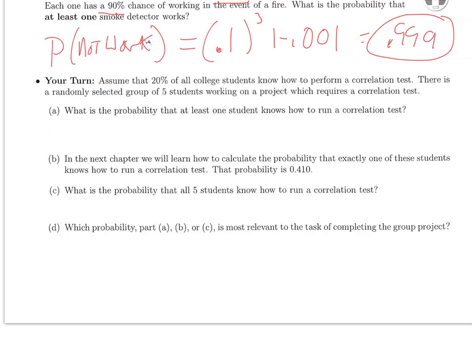So here's your turn problem. 20% of the students know how to perform a correlation test. You don't yet. You will. So you're going to select a random selection of 5 students, and you're going to calculate the probability that at least 1 knows. I'll let you think about these. You know everything you need to do this. This question, I'll admit, I'm not really thrilled about, but give it a whirl, come back and see how I did them.